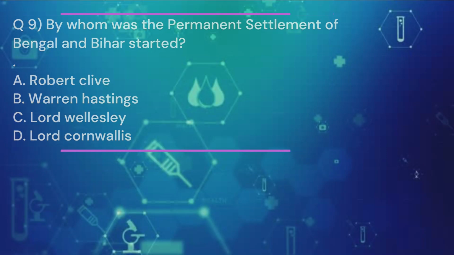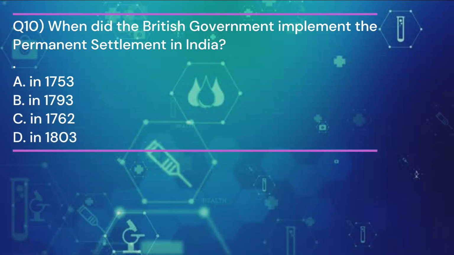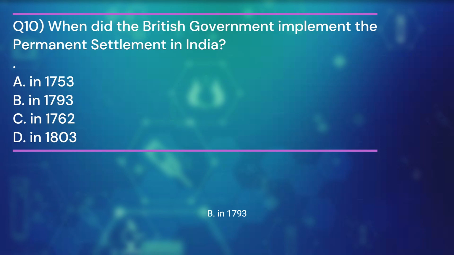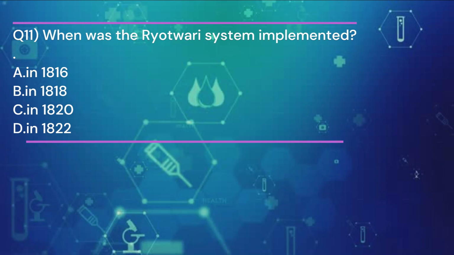Lord Cornwallis. Question 10. When did the British government implement the permanent settlement in India? And the answer is B. In 1793. Question 11. When was the Ryotwari system implemented? And the answer is C.